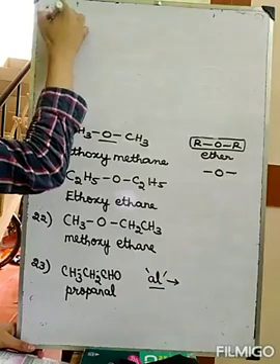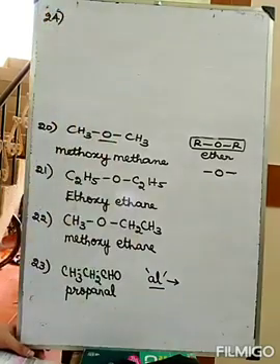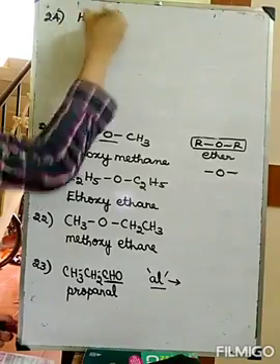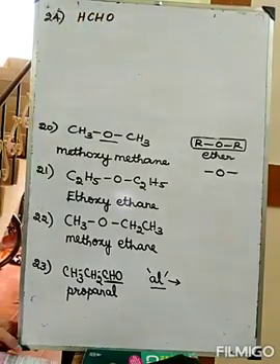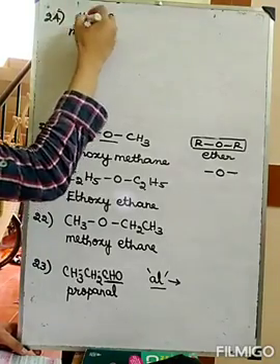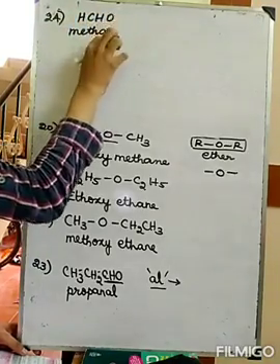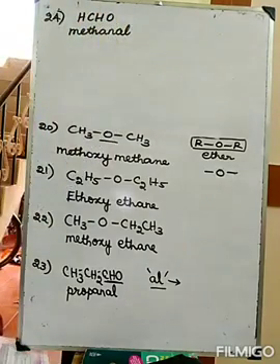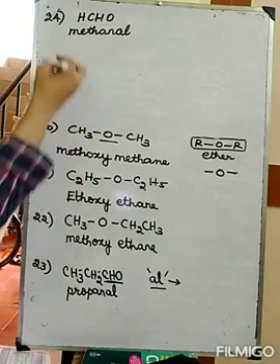Next one. HCHO. What is the name of this one? How many carbons are there? 1. So 1 means meth. Single bond, so ane. CHO is the aldehyde group, so it is al. So it is methanal. Okay. So the next one.